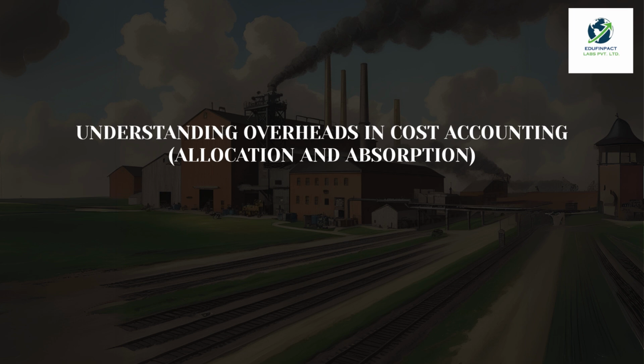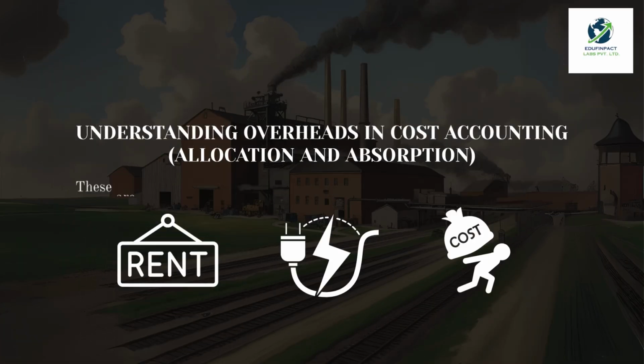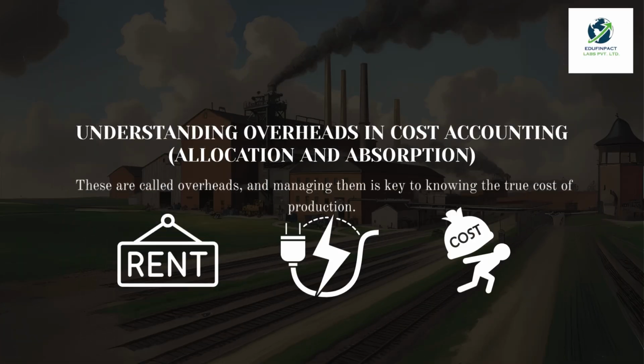Every product we make carries not just direct costs but also indirect ones like rent, electricity, and factory supervision. These are called overheads, and managing them is the key to knowing the true cost of production.